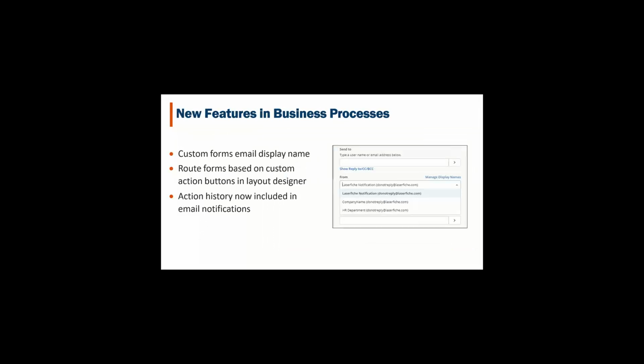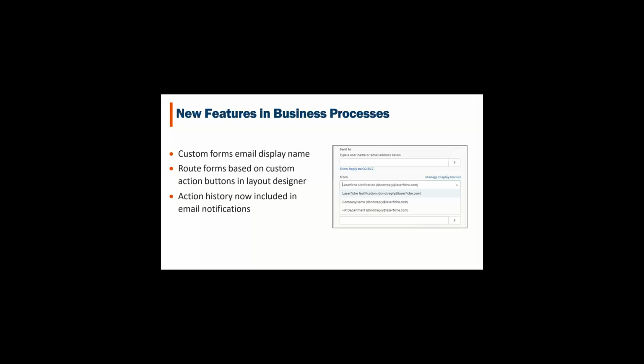Now let's zoom out a little bit more to a wider shot of business processes in general. There are a bunch of new features in business processes. One highly requested feature I want to highlight is you can now customize the form's email display name. So instead of everything coming in from forms notification, you can now customize the sender name to have it come from your organization, department, or really any name you choose. This will help people better know who the email is coming from, especially if it's a user in or outside your organization that doesn't use Laserfiche regularly and may not be familiar with Laserfiche notifications.